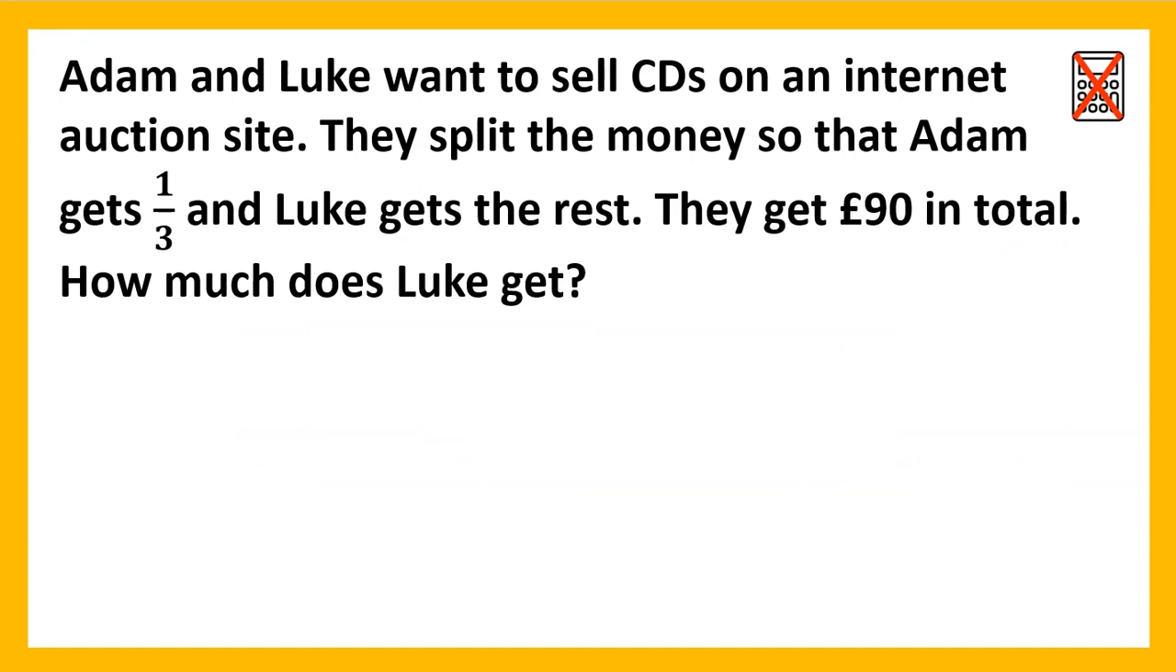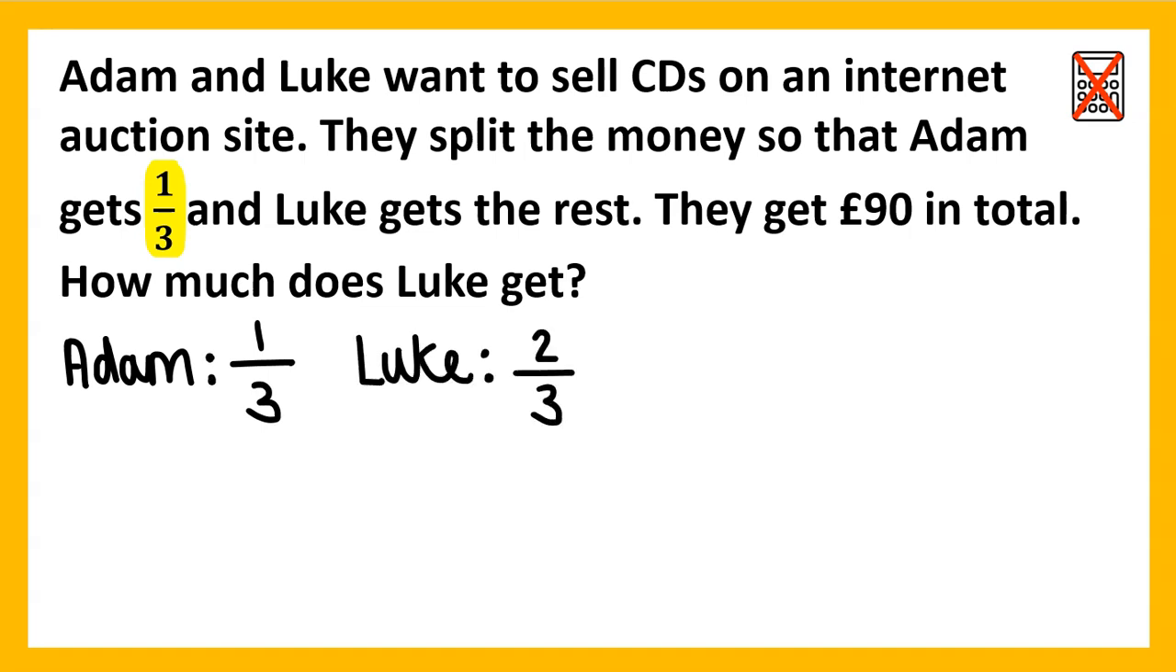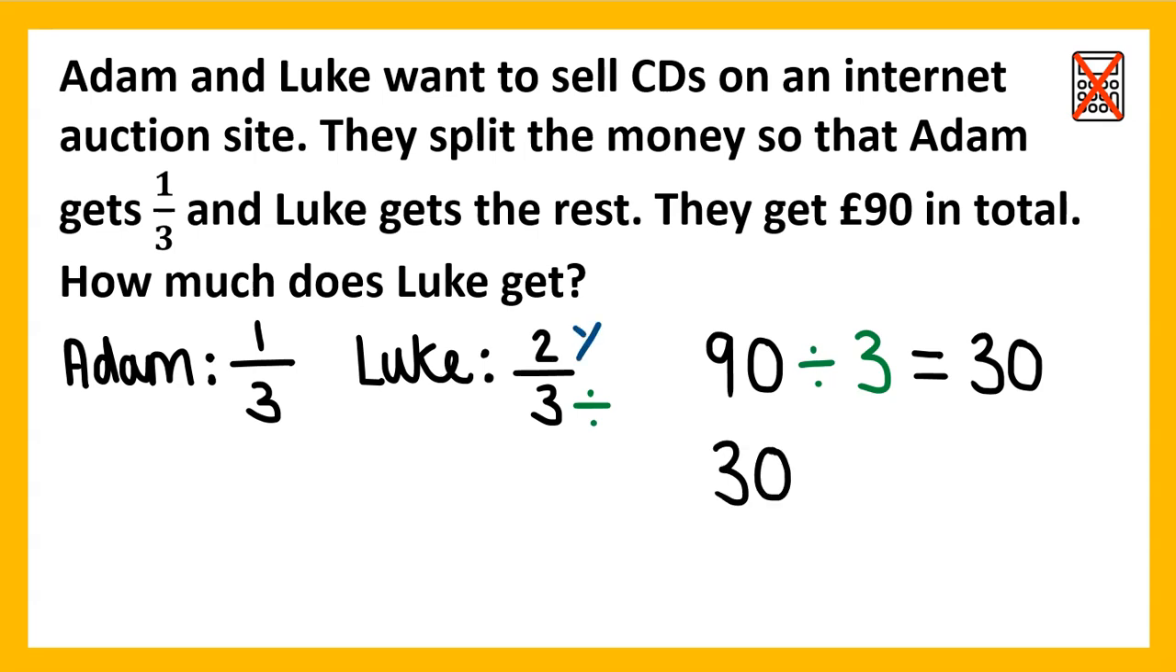Adam and Luke want to sell CDs on an internet auction site. They split the money so that Adam gets 1/3 and Luke gets the rest. They get £90 in total. How much does Luke get? So if Adam is getting 1/3, that means that Luke must be getting 2/3. The total amount was 90. Splitting this into 3 equal parts is 30. And if Luke gets 2 of these, we can multiply by 2, giving us our final answer of £60.